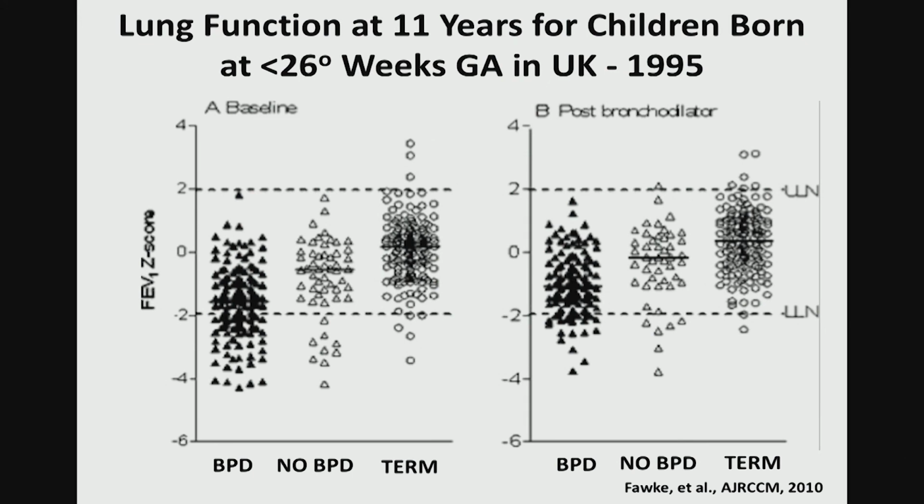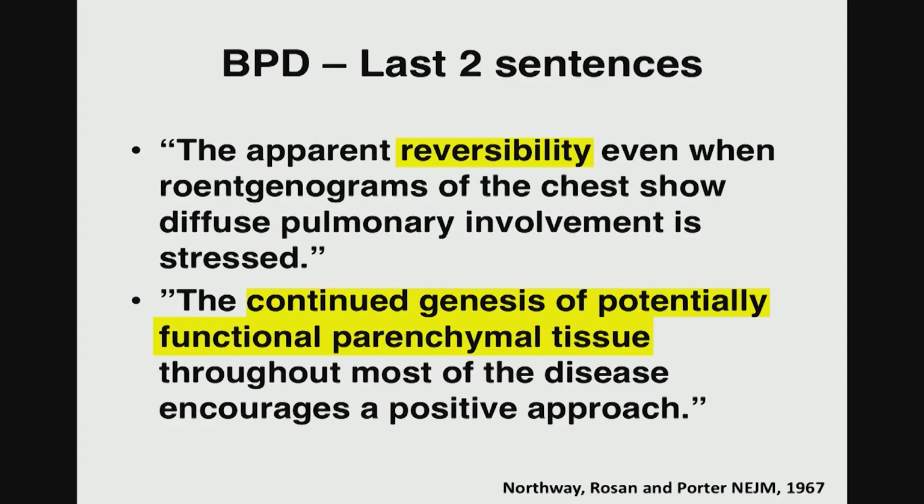I like this slide because it's population-based for infants less than 26 weeks gestation in all of the UK, and this assessment was for babies born in 1995. When they're 11 years of age, the babies with BPD do have a lower average FEV1, a measurement of lung function, than a term comparison population, and it's a bit lower than the no-BPD lungs. But the no-BPD lungs aren't a lot better than the BPD lungs, and by 11 years, most of the BPD patients on an epidemiologic basis are actually in a normal range. So again, this is hopeful, and we'll hear more about that later in the conference.